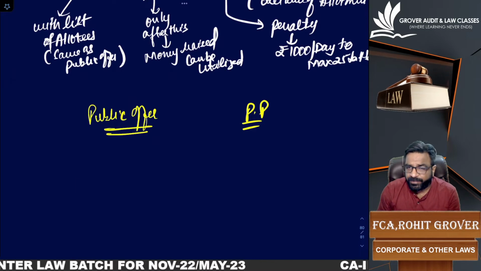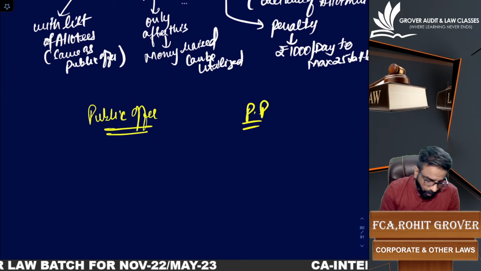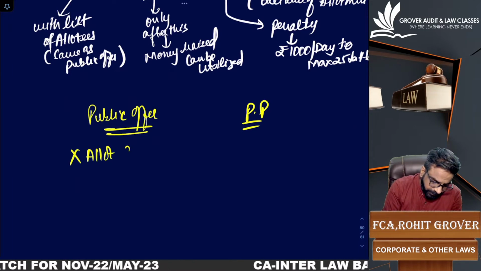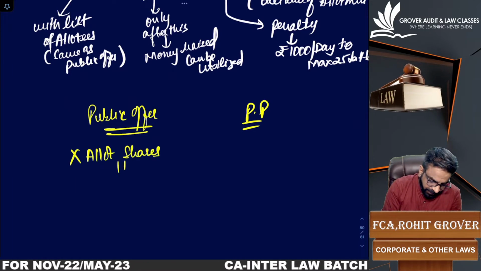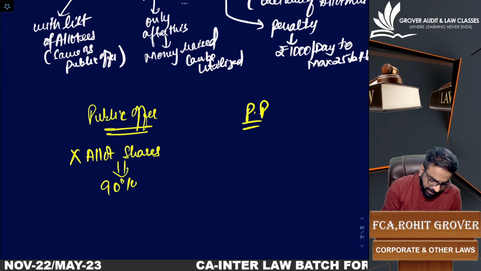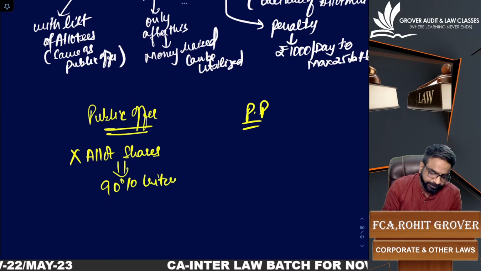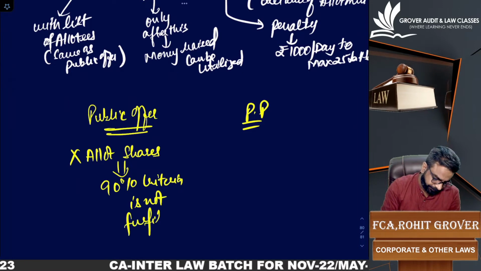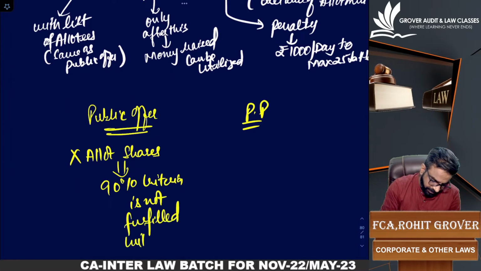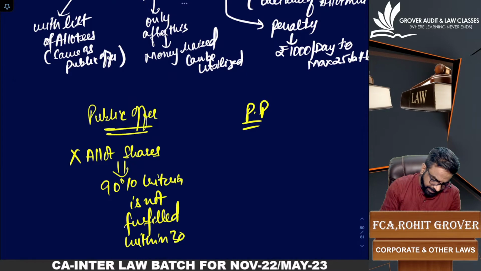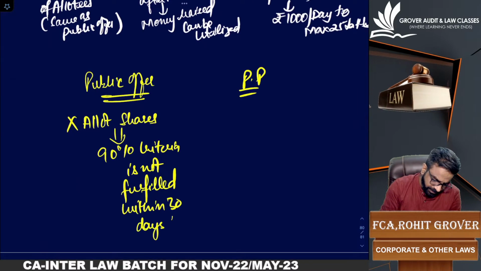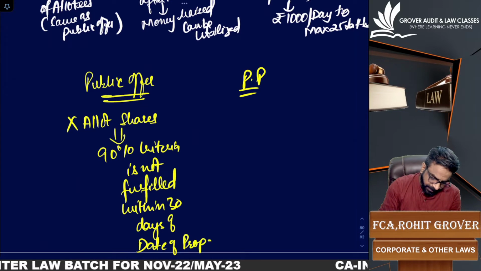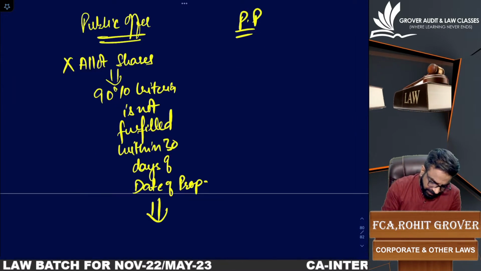In the public offer, we do not allot the shares if the 90% criteria is not fulfilled. Am I correct, Amma? Yes, sir. Within 30 days of date of prospectus. Am I correct, Amma? Yes, sir. And within how many days do we have to start refunding their money?